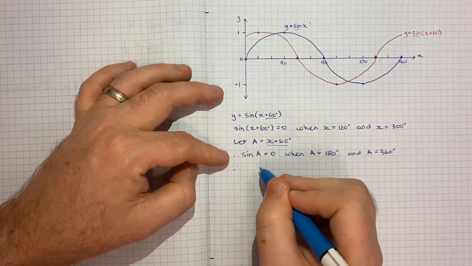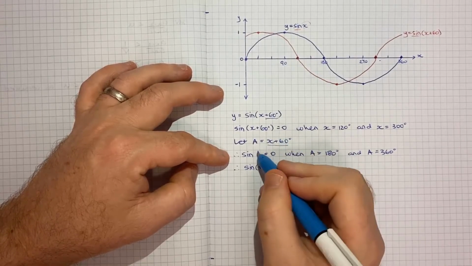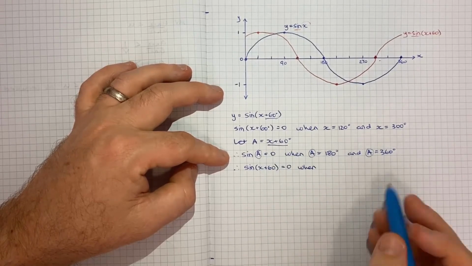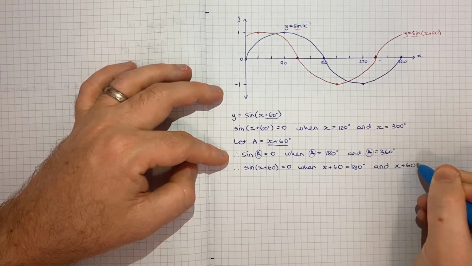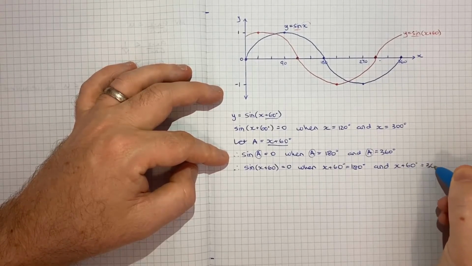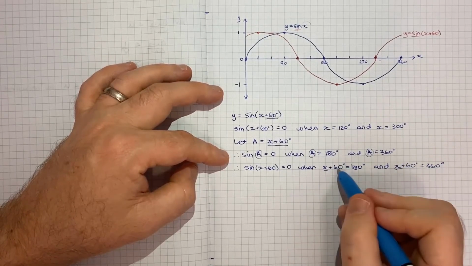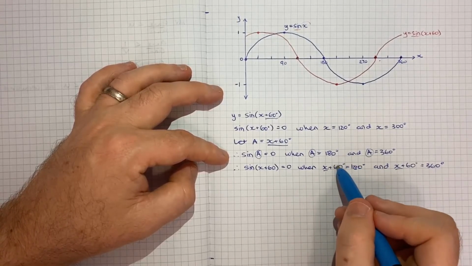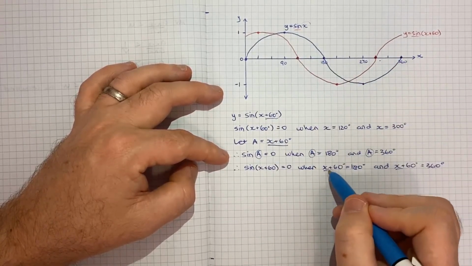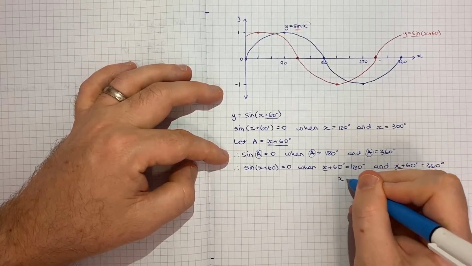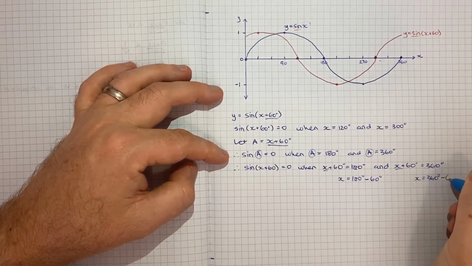So you can say sine of (x plus 60) equals 0 when, wherever I see an A, I'm going to write x plus 60. So when x plus 60 degrees equals 180 degrees and x plus 60 degrees equals 360 degrees. From there, to solve for x, we just need to minus 60 from both sides. That's why, when you have a plus angle inserted in the angle, we're shifting left, because to solve for the x, you actually have to minus. So we get x is equal to 180 degrees minus 60 degrees, and x is equal to 360 degrees minus 60 degrees.